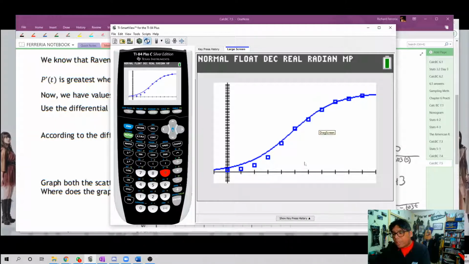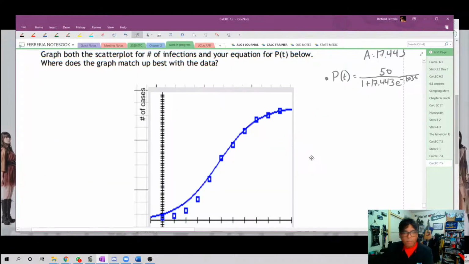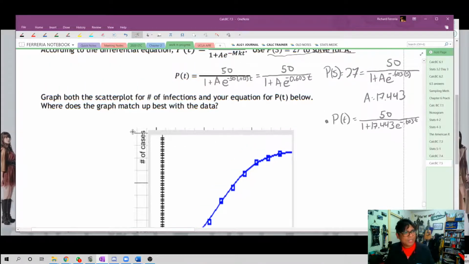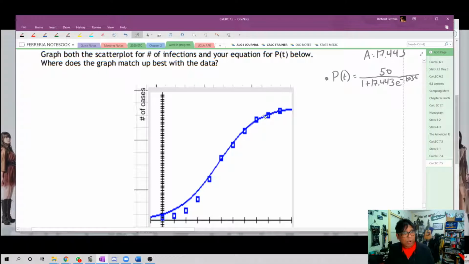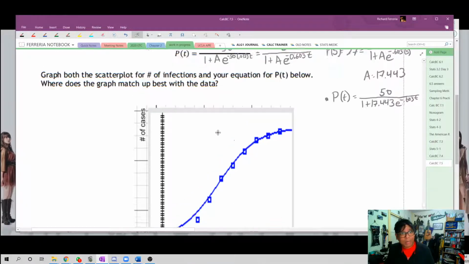So let's screenshot this and put this into our calculus trainer. Of course, you're probably supposed to be doing this analytically, but I don't know how you're going to graph this curve without actually putting this into your TI calculator. But let's just say that our exponential curve fit the data pretty nicely.